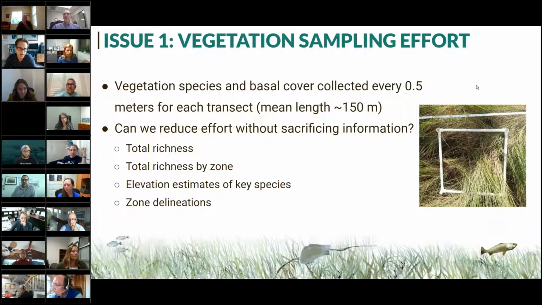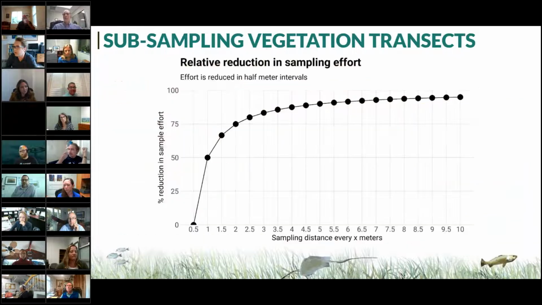So I'm going to go through some slides that show changes in these estimates with reductions in effort, just to make a case that we can reduce effort without necessarily sacrificing the information. So what I did was basically I took the existing surveys, the first rounds, the 2015, 2016 surveys, and then the 2018 surveys. I'm going to call those phase 1 and phase 2. Those are sampled at every half meter for the vegetation surveys, and I looked at whether we can reduce the effort, going from the true data at half meter sampling to 1 meter sampling to 1.5 meter sampling, all the way out to 10 meter sampling.